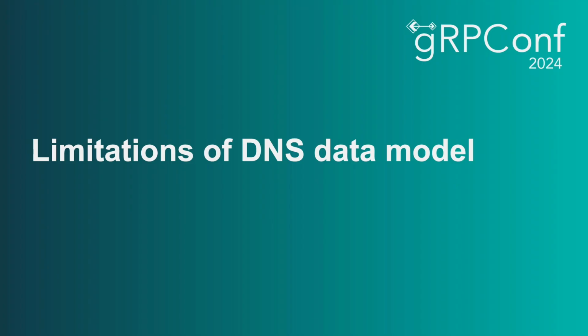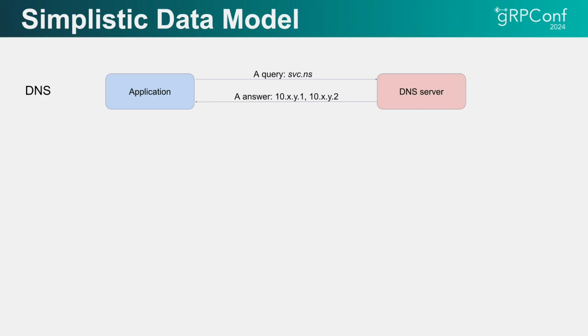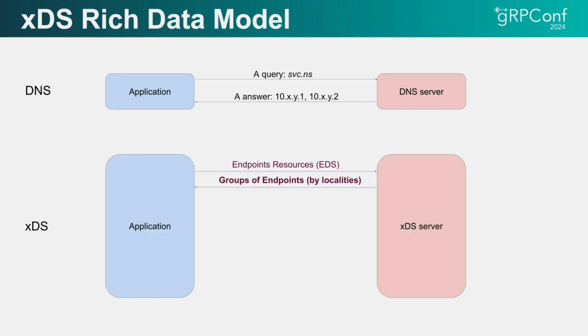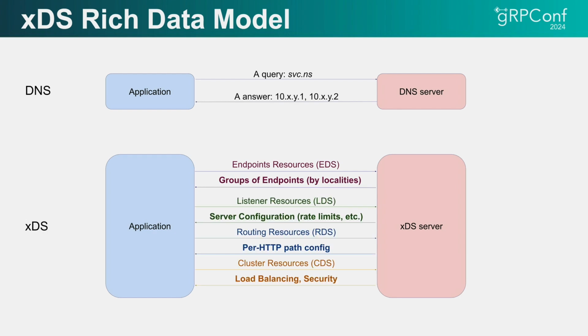So let's talk about the real benefits of using xDS over DNS now, which is the data models that xDS provides. So A records in DNS have a very simplistic data structure. There's only so much an application can do with that. On the other hand, xDS gives you a much richer data model. You can start grouping endpoints by locality, give them priorities, weights, and metadata, and stuff like that. And then there's also a bunch of other resources that you can deliver through xDS that lets you configure other aspects of data plane load balancers.